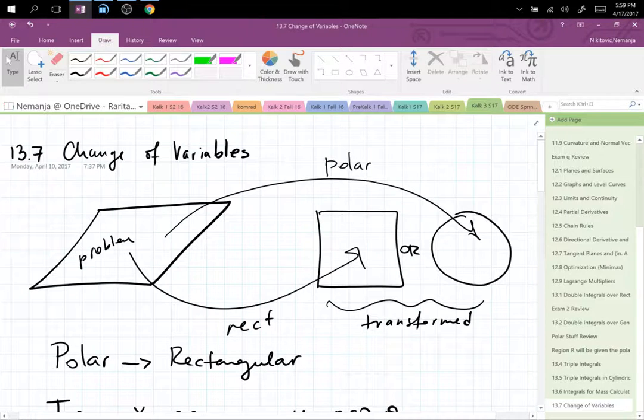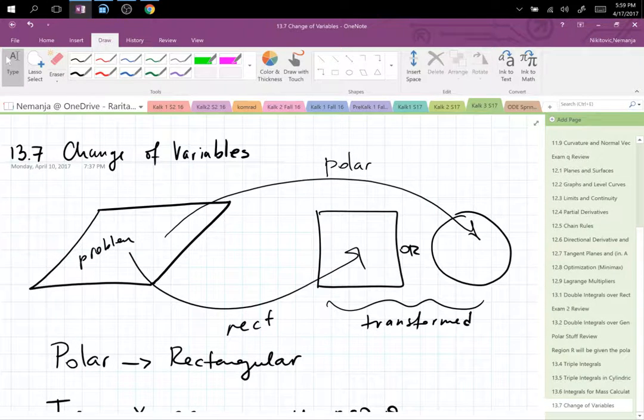Hello and welcome back to Calculus 3. This is section 13.7 on change of variables. Last class we looked at the transformations. Something similar was done in Calculus 1. It was called u substitution, section 5.5 in your Calculus 1. But now we have double and triple integrals.